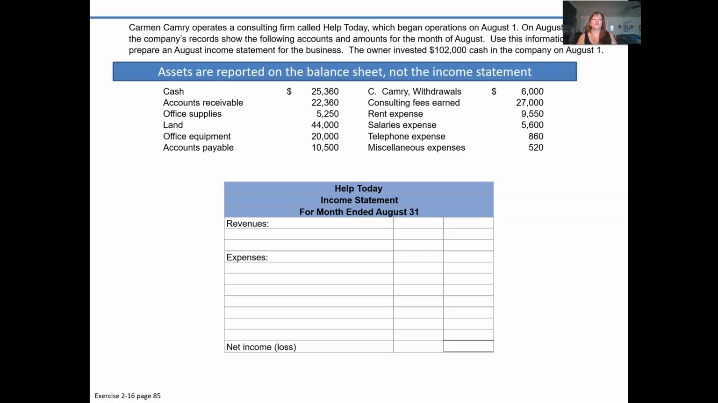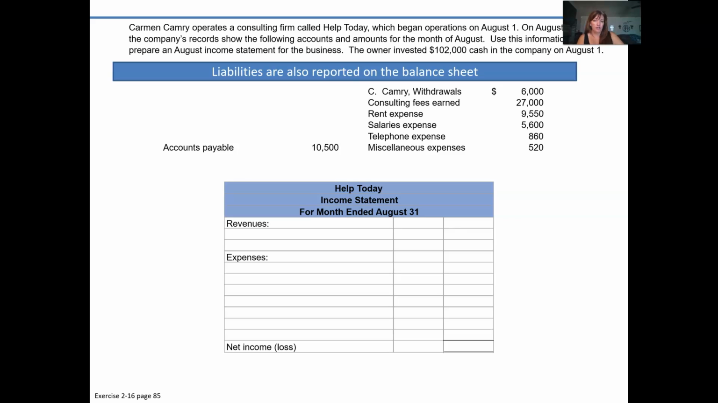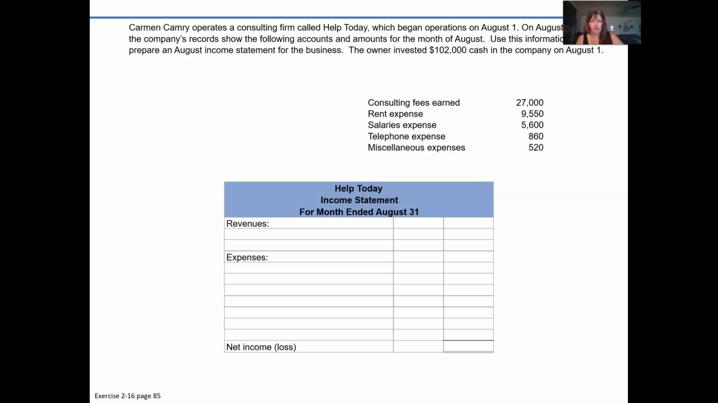Assets are reported on the balance sheet, not the income statement, so we're going to take away all of the assets. Liabilities are also reported on the balance sheet, so we're going to take those away. And the capital is reported on the statement of owner's equity, so we don't need that. The withdrawals are on the statement of owner's equity, so we don't need that. What's left are the revenues and expenses.